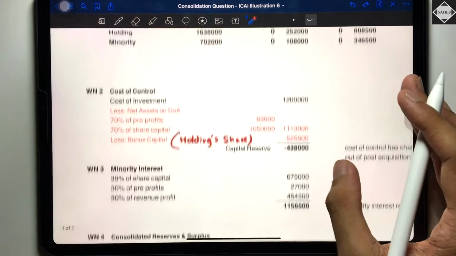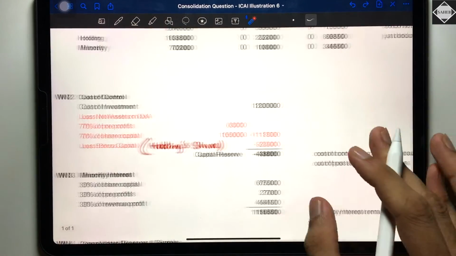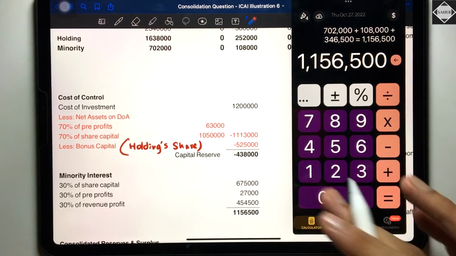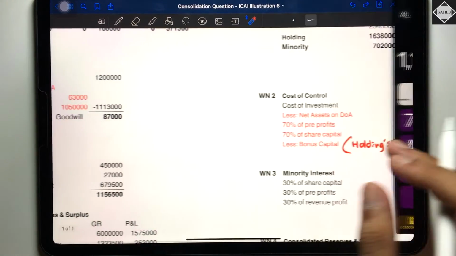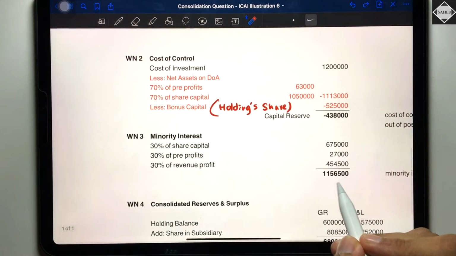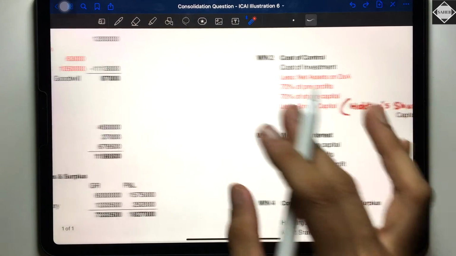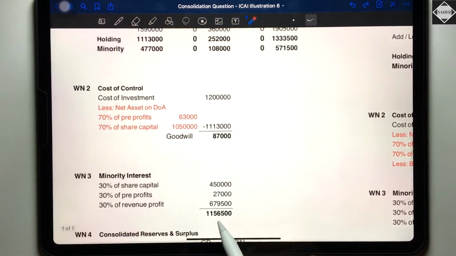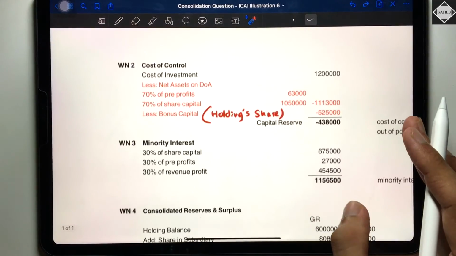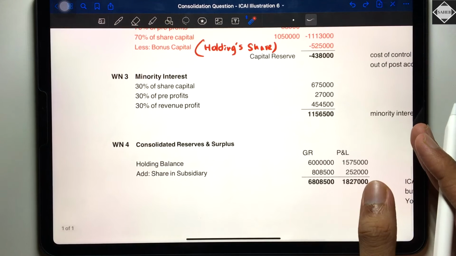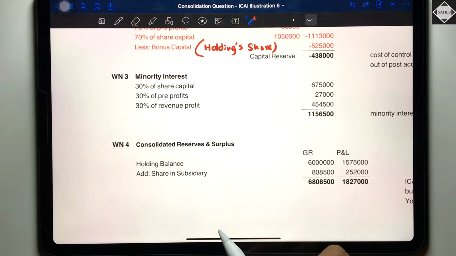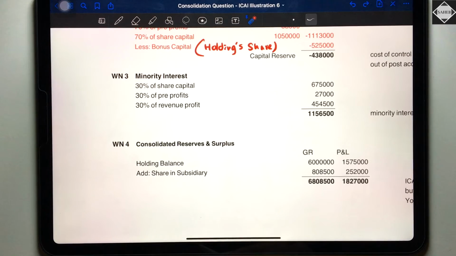11 lakh 56,500. You see, it's the same. Minority interest did not change, before the bonus and after the bonus also. 11 lakh 56,500, 11 lakh 56,500. Okay, fine. And then we have consolidated reserves and surplus.